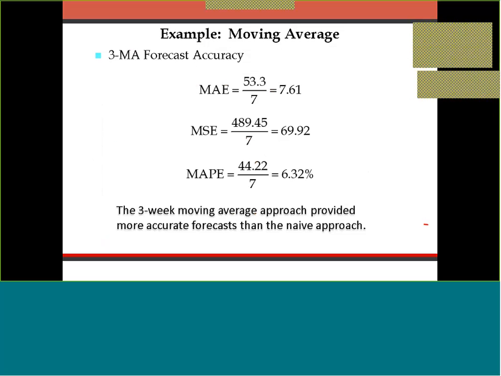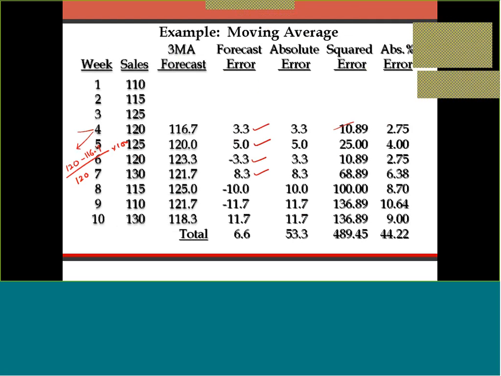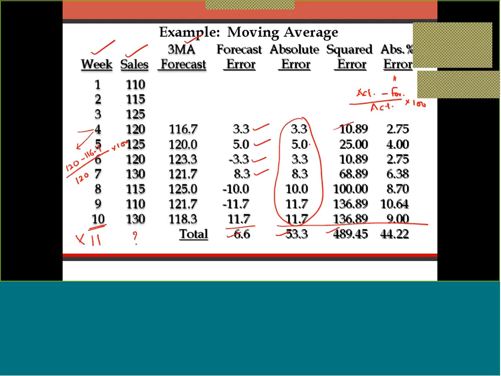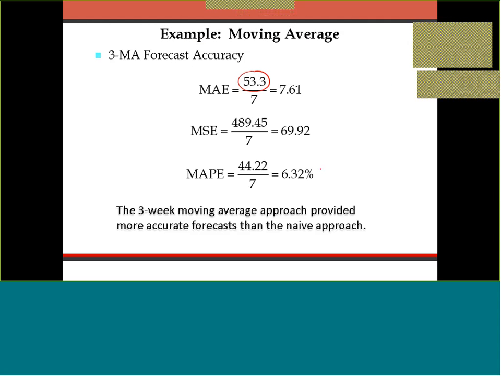So now let us discuss the details. Mean absolute error is how much? Total is 53.3 divided by how many? How many points are we considering here? They are 7 in number. So that's why 53.3 divided by 7 is 7.61. Mean square error is 69.9. And MAPE is 44.22 divided by 7, that is 6.32.